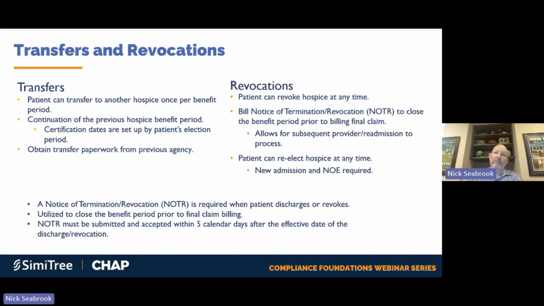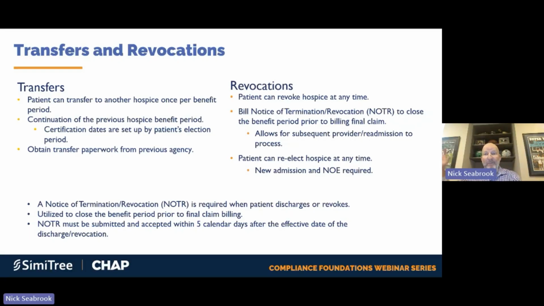So the notice of termination or revocation is important to make sure that that's filed, because that other agency needs to file that notice of termination or revocation in order for the agency that picks up the patient to bill. So again, in the scenario, let's say patient admitted here on 9/11, they transferred to another agency on 9/20.